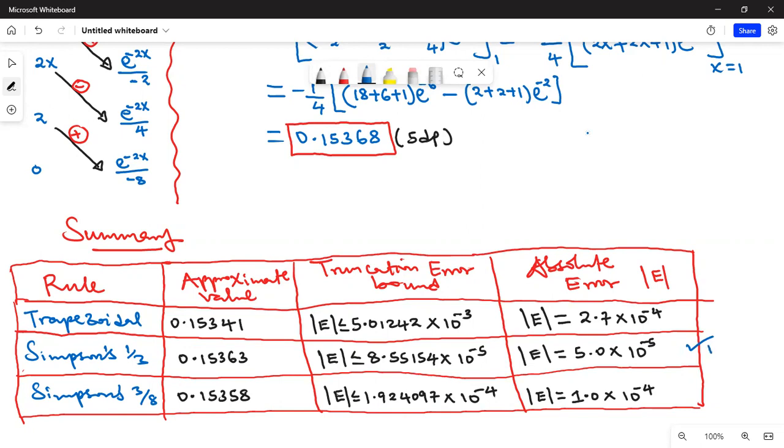This is number 1, followed by the 3/8 rule as number 2. Then the worst case scenario is when you use the trapezoidal rule. There is a lot of error involved in the calculation. So that's how to go about such kinds of problems. That is numerical integration when you use the trapezoidal rule and Simpson's rules.